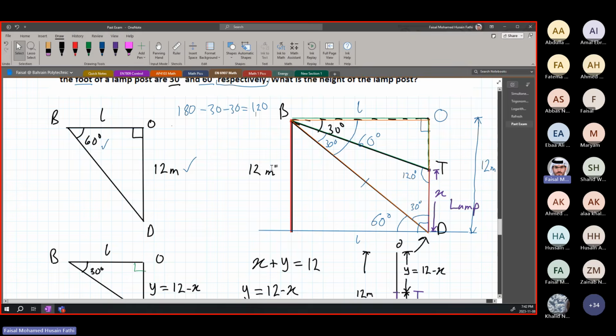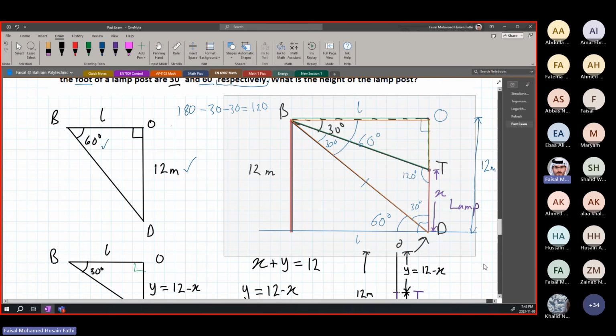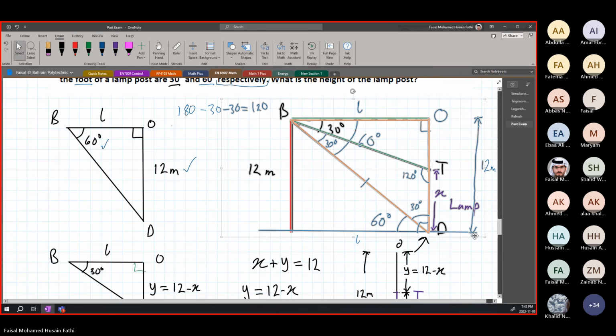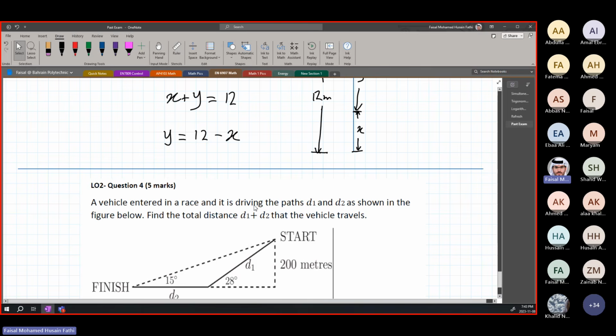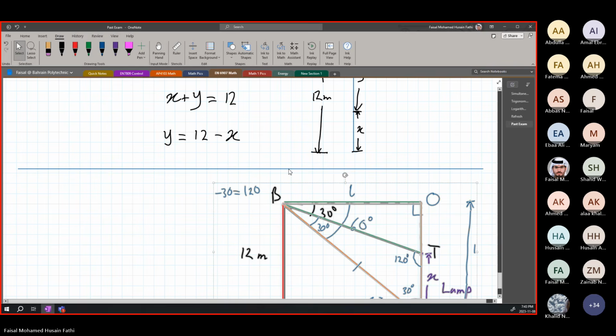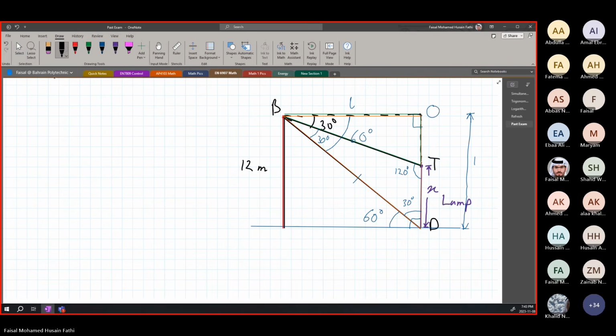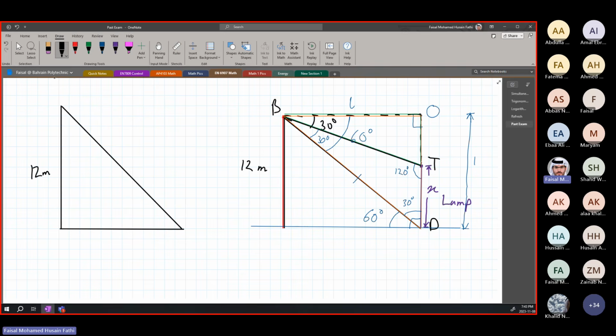Alright, so it's the same thing, he just drew one triangle. If I just copy paste this very quickly so you can see what he did, if you prefer it that way. He just drew this triangle. This is 12 meters. Here he got 60 degrees, from the start, the alternate interior angle, 60 degrees.